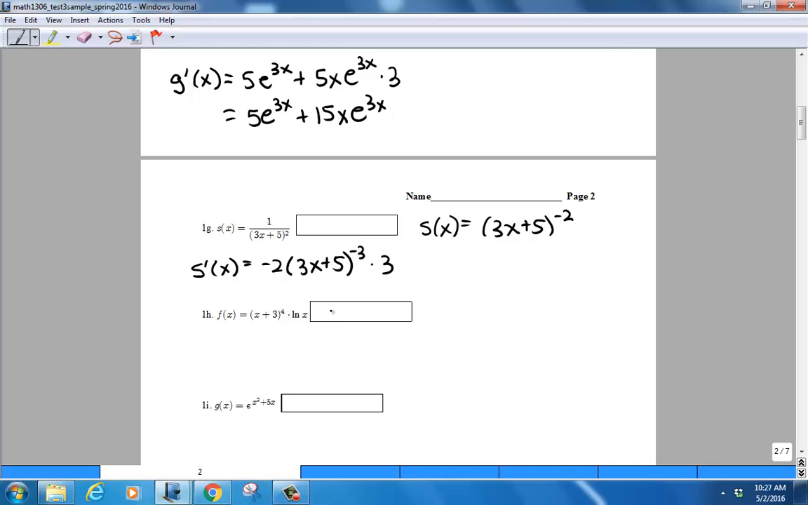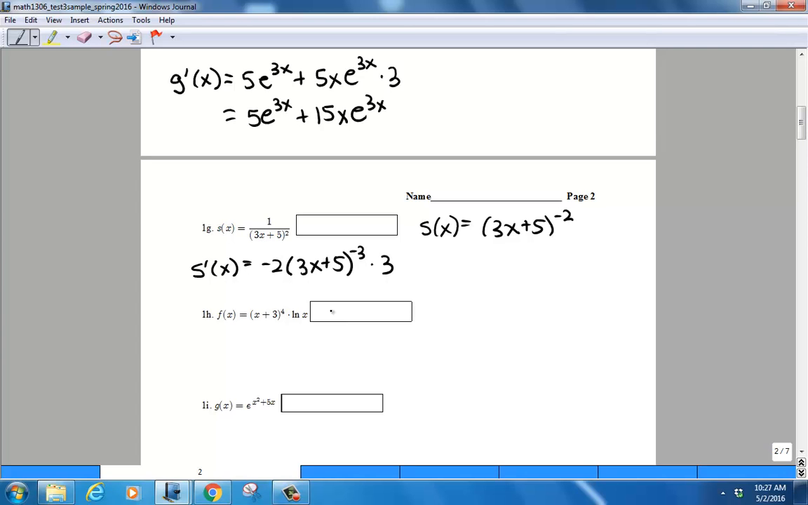This was a negative 2 power, so I subtracted 1 from it, and it gave me minus 3, right? Remember, that's just the power rule. You brought the minus 2 down, and then you subtracted 1 from the exponent. So that is just the plain power rule. When we multiply by the 3, that is the chain rule.